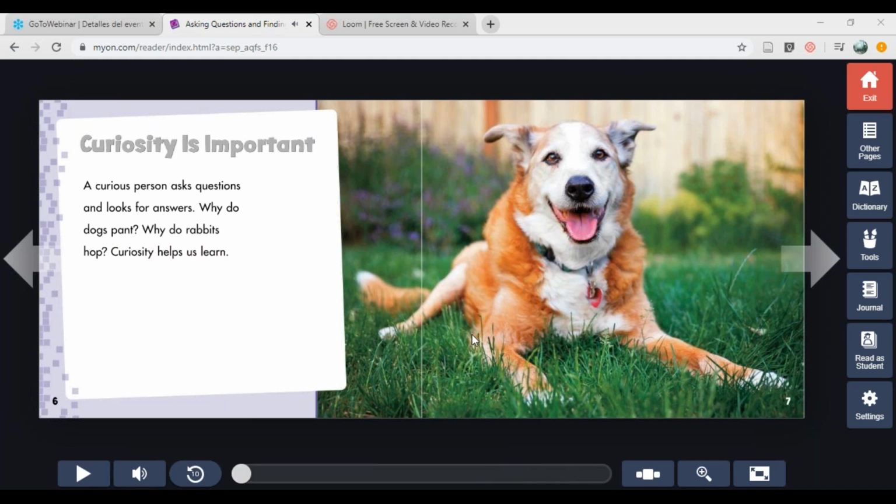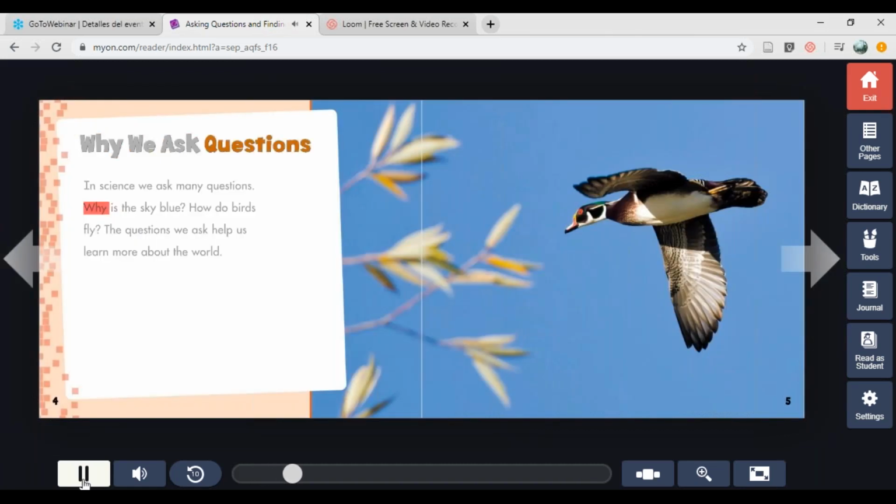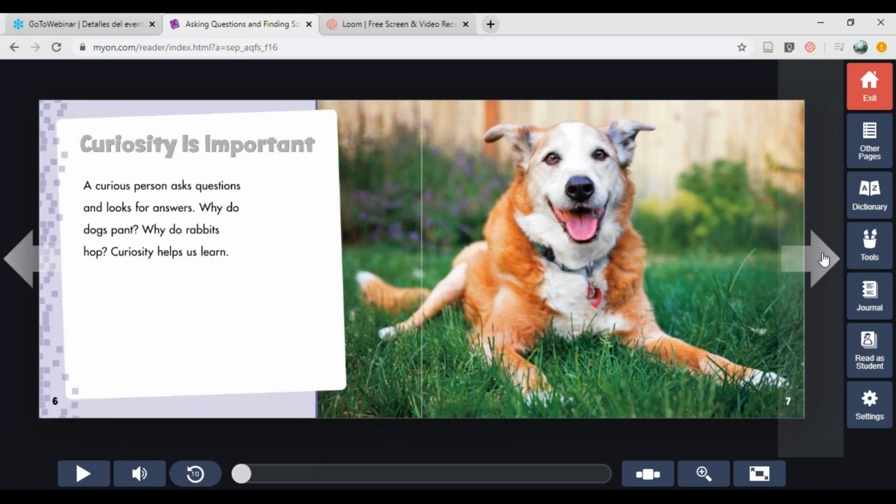Very good. So I think this is just the right book. Why? Because I have what I'm looking for. I have the structure that I want to teach, and I also have meaning and use. I have the use. Why we ask questions. In science, we ask many questions. So I have the use over there, right? This is one of the many possible ways to use WH questions for simple present, of course, with science.